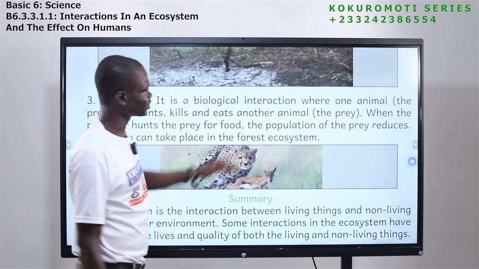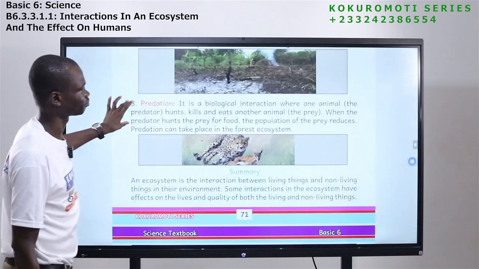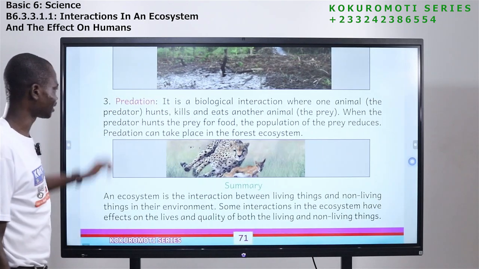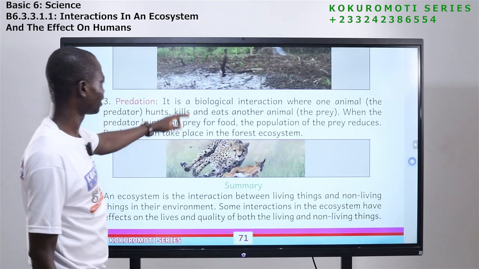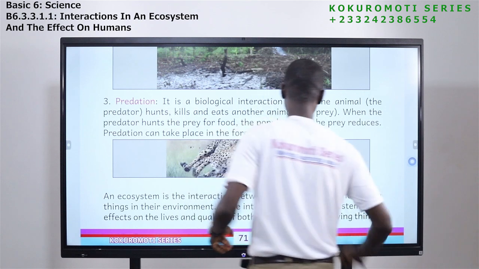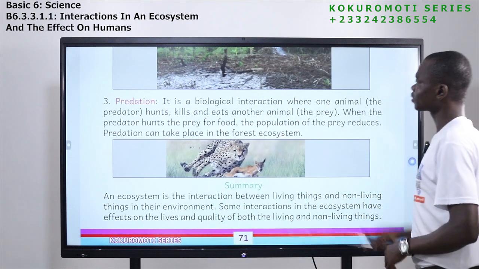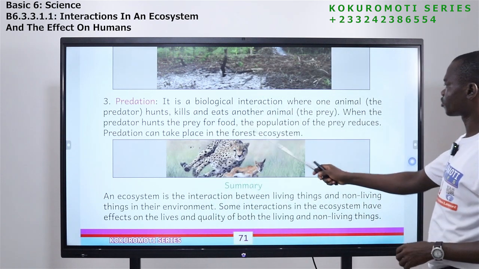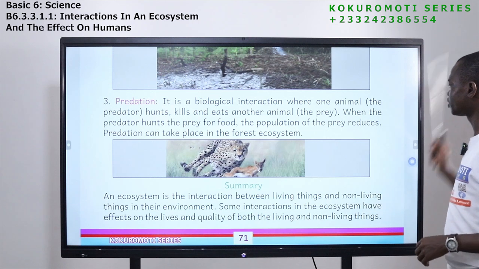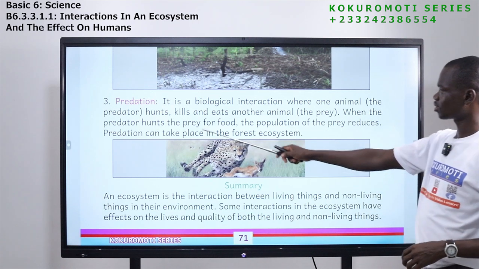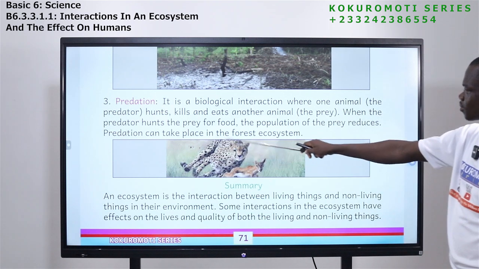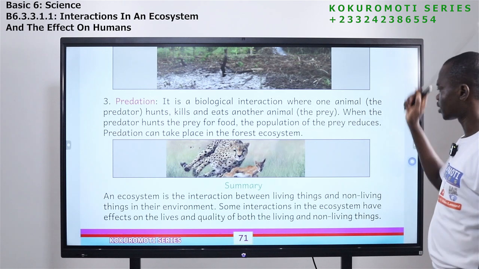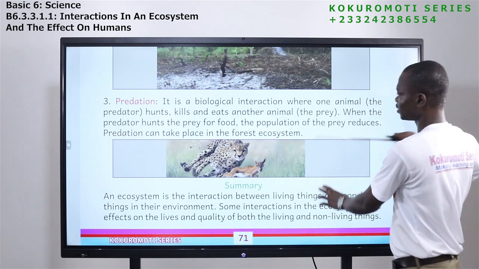It is a biological interaction where one animal, that's the predator, hunts, kills and eats other animal, that's the prey. When a predator hunts the prey for food, the population of the prey reduces. Predation can take place in the forest ecosystem. So let's look at this.